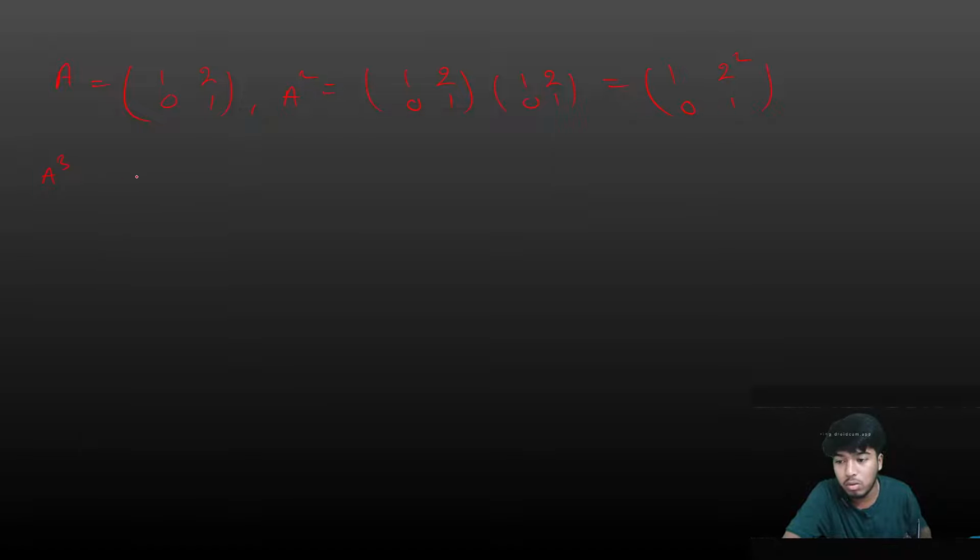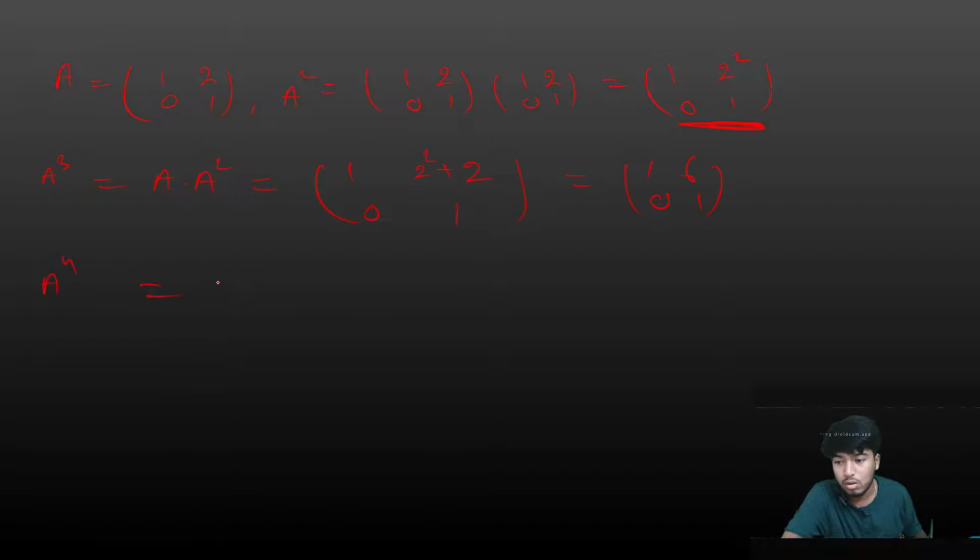What is A cube? A cube is A square times A. What does this give? 1, 2 square plus 2, that gives 6, 0, and 1.